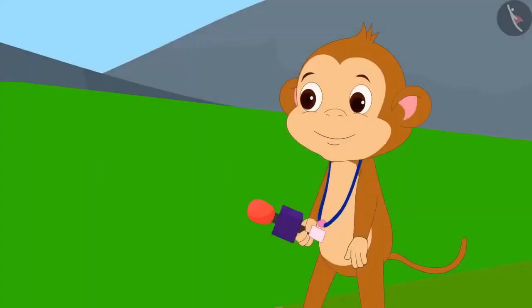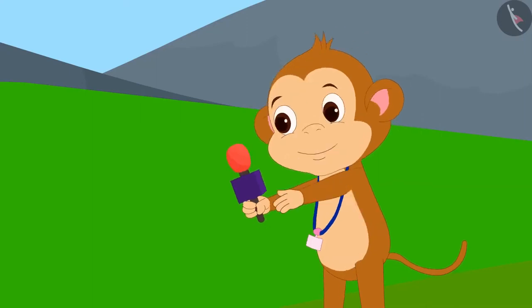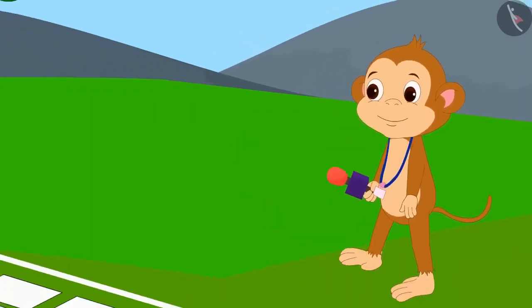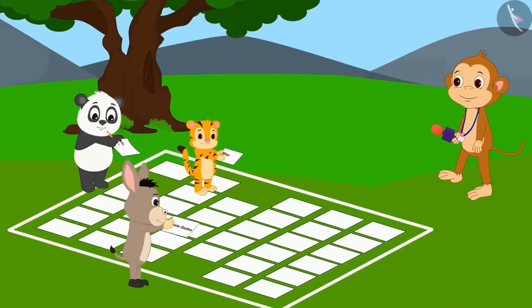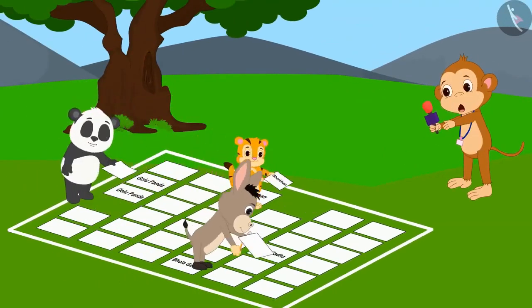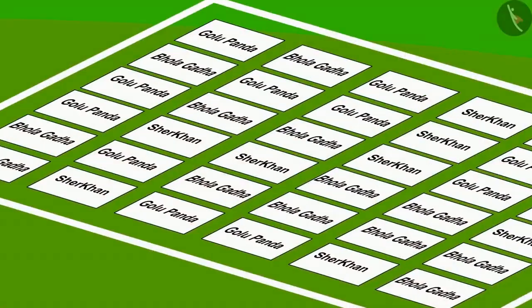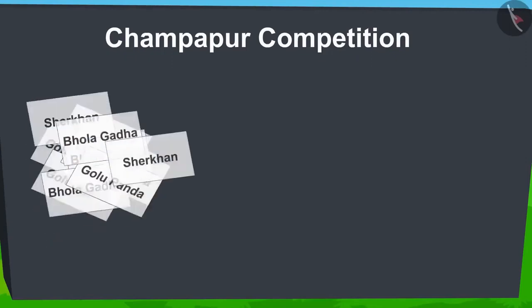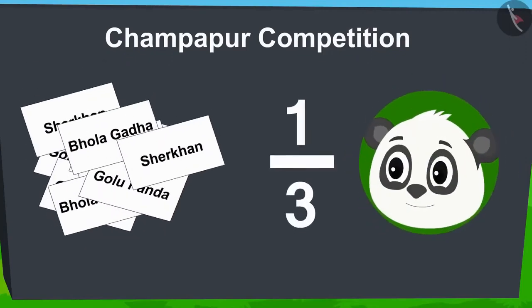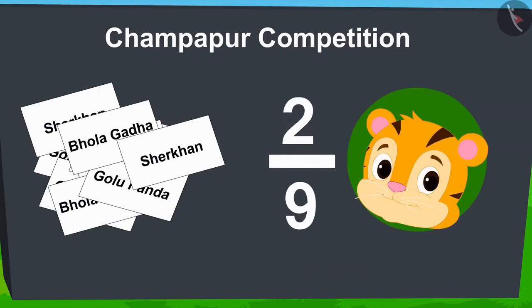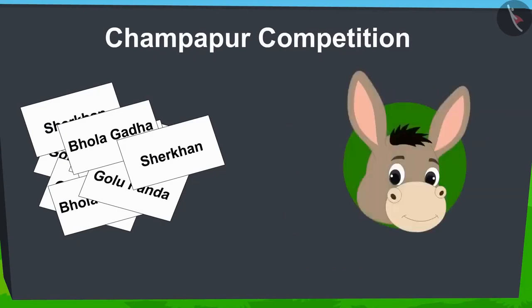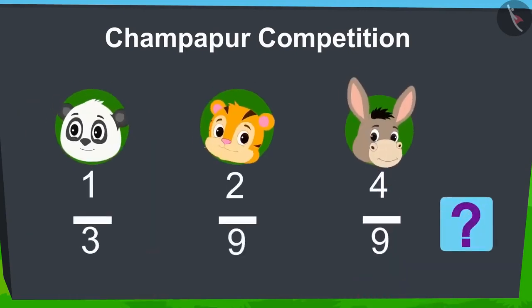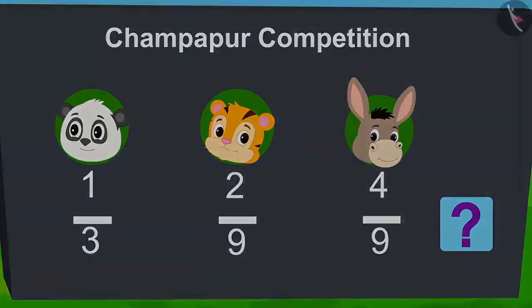Babban, the moderator of the competition, indicated the start of the time, and all the contestants quickly started writing their names on pieces of paper. Time is up, and now the counting has begun. On counting, it was found that Golu's name is written on 1/3 part of the total paper pieces, Sher Khan's name on 2/9 part, and Bhola's name on 4/9 part. Children, can you tell who is the winner of the competition?